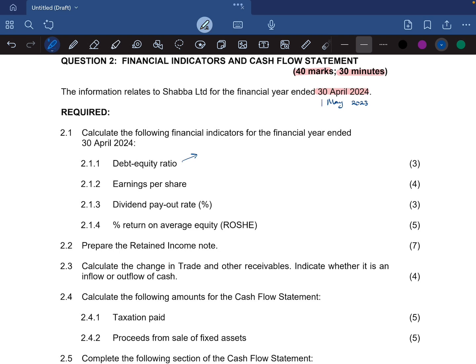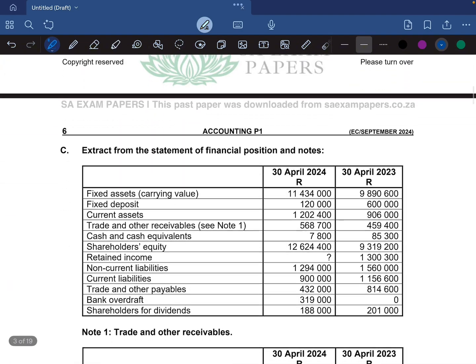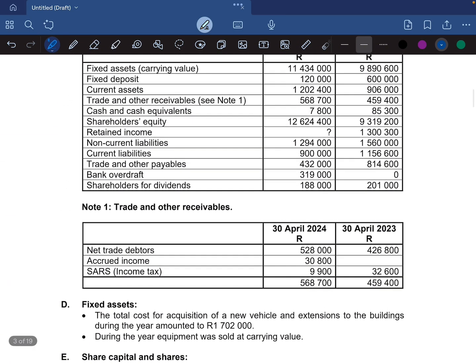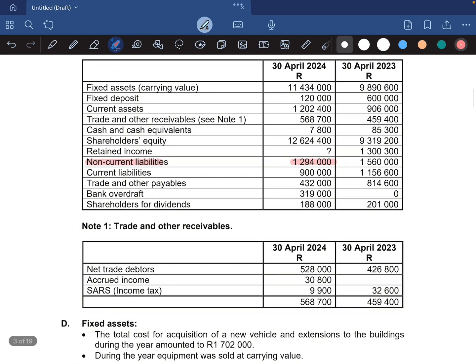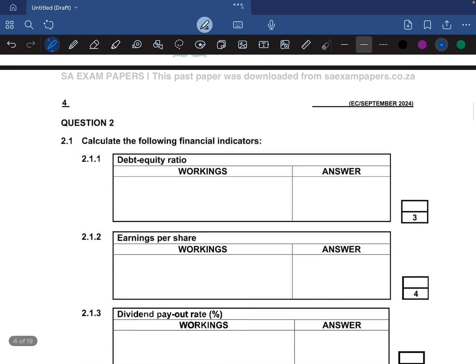We're looking at our non-current liabilities. As the name suggests, debt is our non-current liabilities, and we're looking at our equity. When we calculate this one, we have non-current liabilities of 1,294,000, and our shareholders' equity this year is 12,624,400.